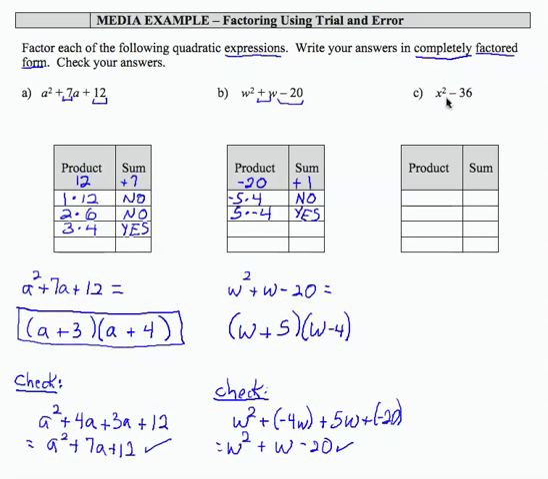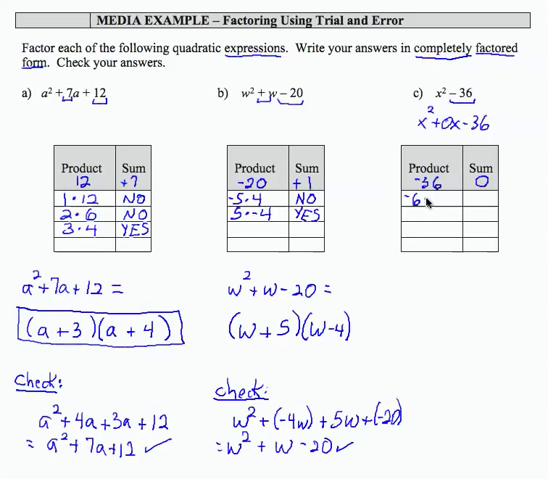All right, let's look at the last one, x squared minus 36. In this case, I want a product that is negative 36. And notice there is no middle term, no x term in here. It's missing, so that means the coefficient is 0. So I could technically write this as x squared plus 0x minus 36. That would be the same thing. I'm going to look for numbers whose product is negative 36 and that add to 0.